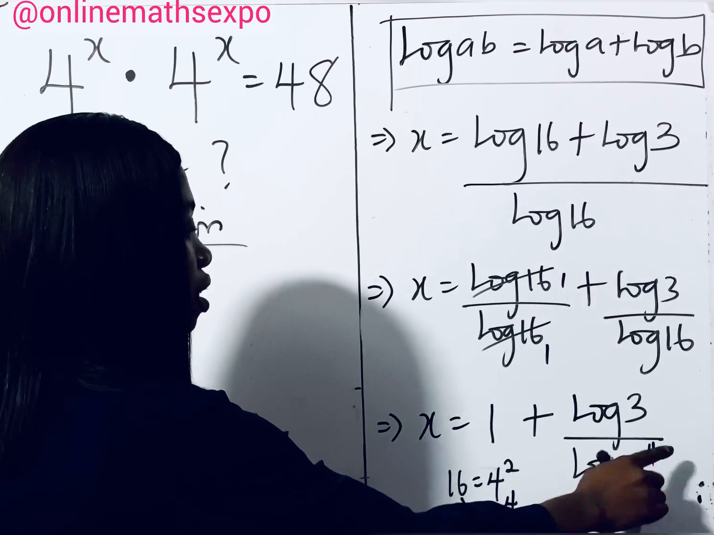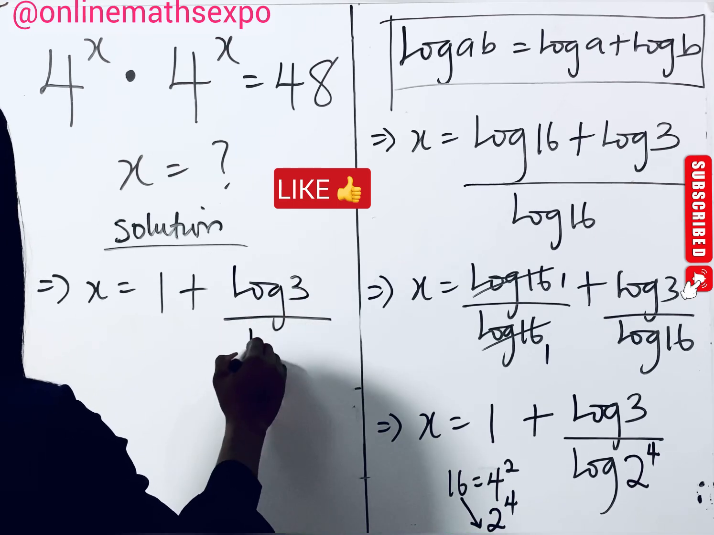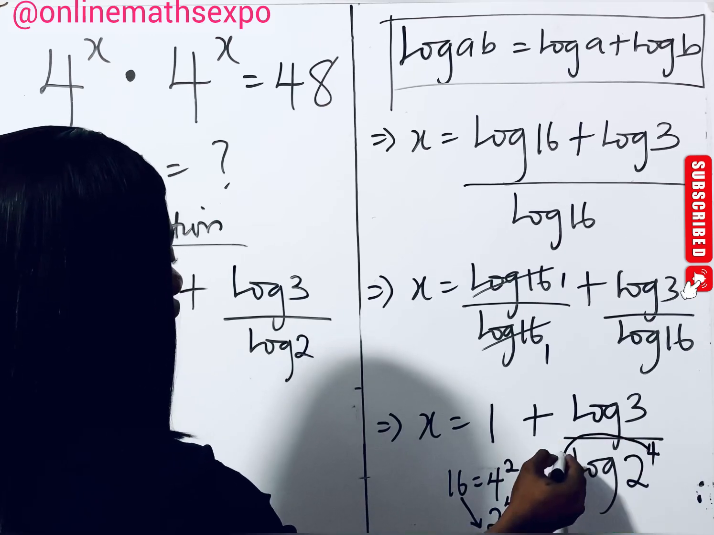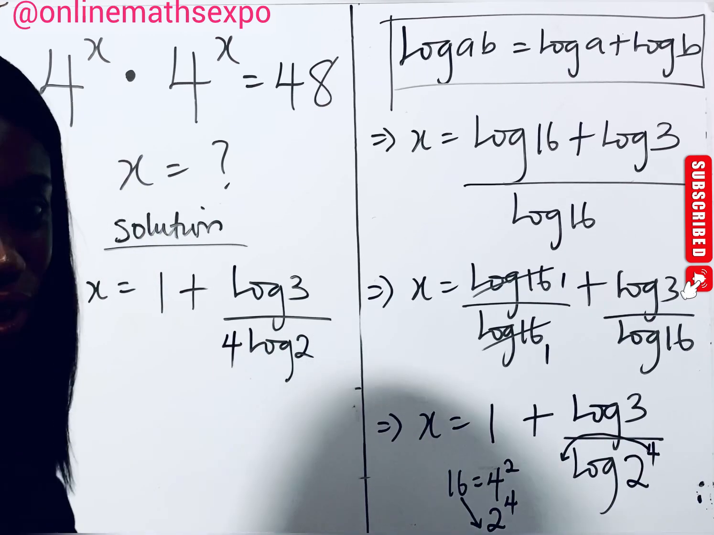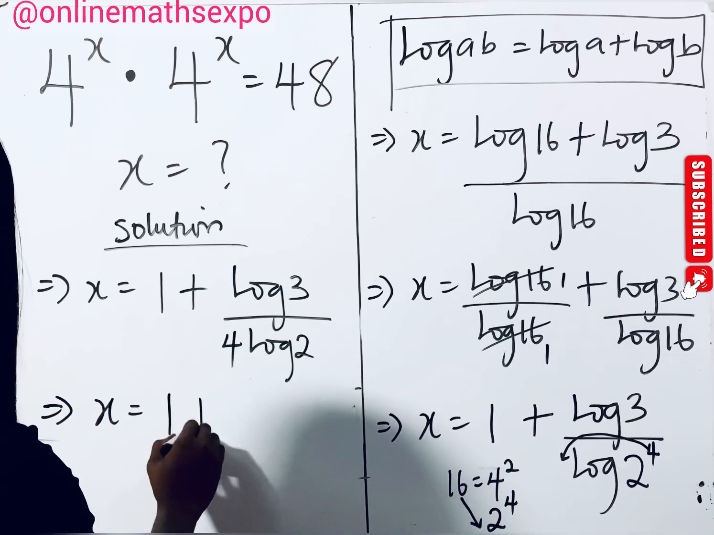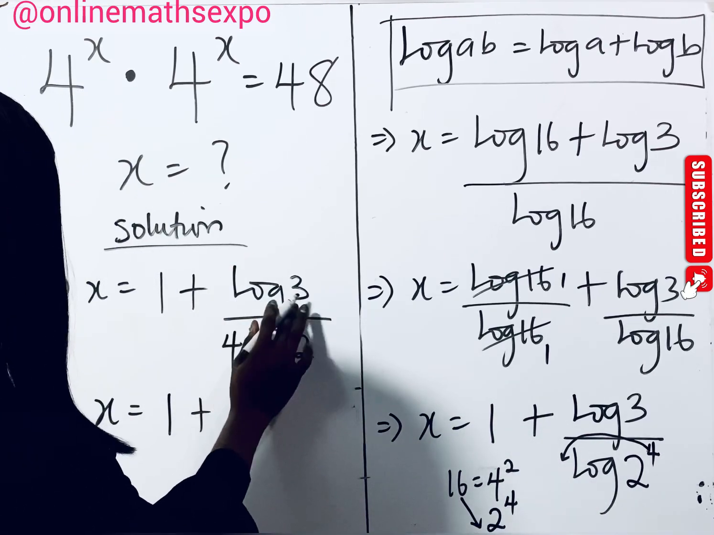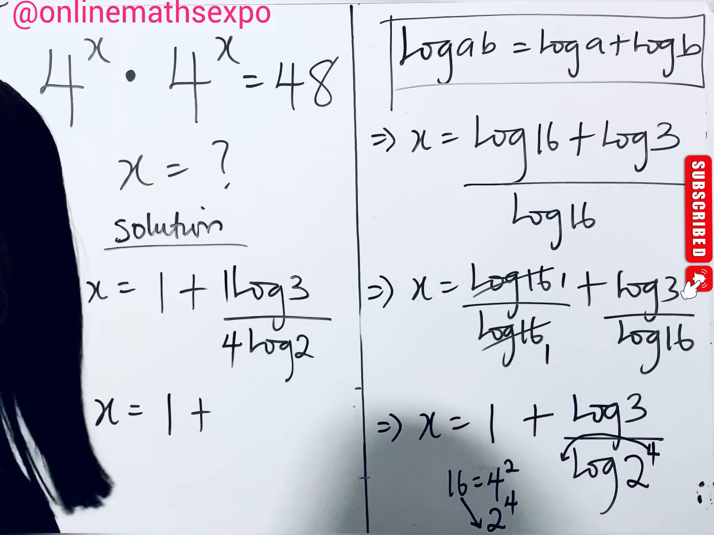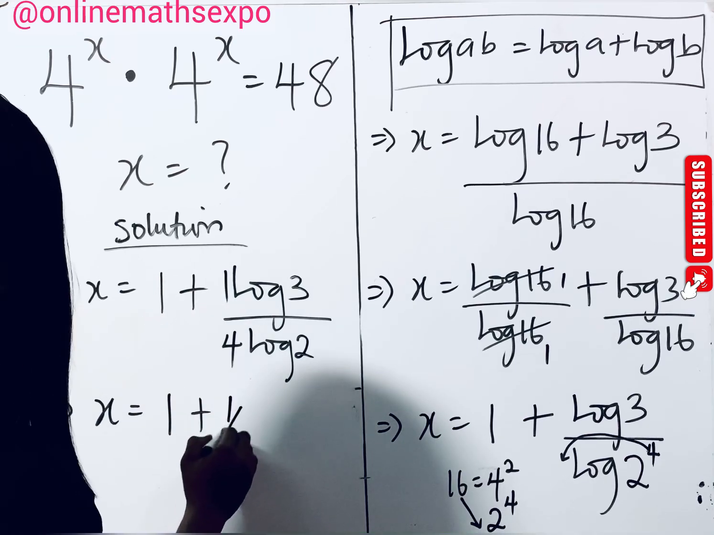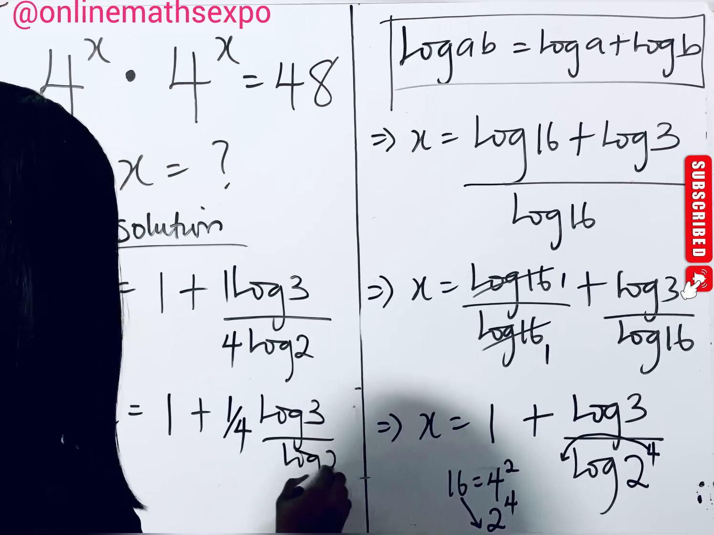Now, this power, like we said, multiplies the log. So we have log 3 all divided by log of 2, and the power multiplies the log. Did you see that? So it's going to be 4 log 2. Now, what will be your value of x? Your x is equal to 1 plus, please be careful at this point. Remember that the coefficient of this log here is 1. So in that case, this one here, you bring it down. So it's going to be a quarter. So we're going to have a quarter of log of 3, then log of 2. I hope you are seeing what we're doing.